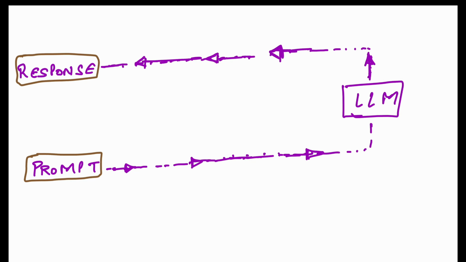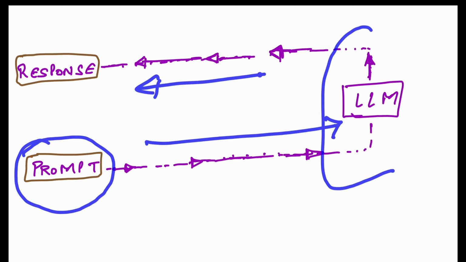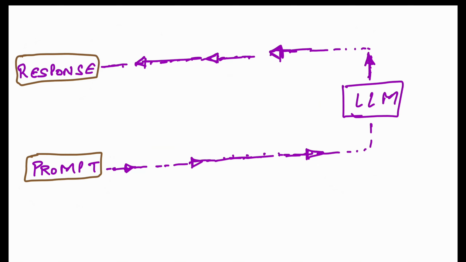So this picture I can use to show that there is a prompt, and this prompt is sent to the LLM, and this LLM works on the prompt, and then finally it gives back the response which we are using in our flow. So this is what appears to us. But there is a lot happening in the background. So why is there a lot happening in the background?